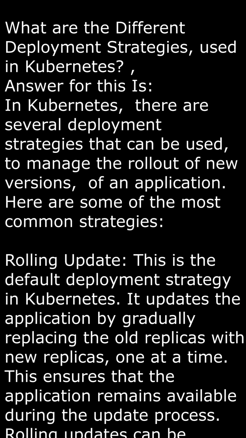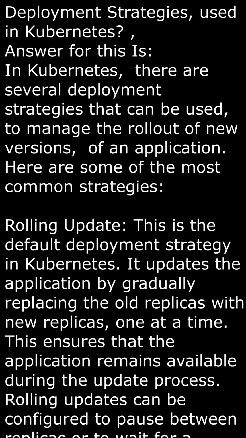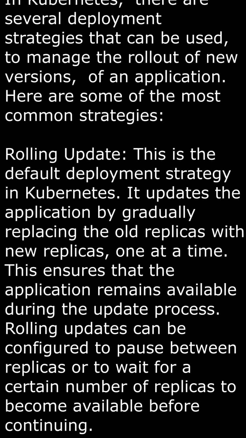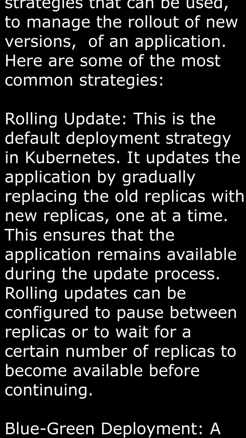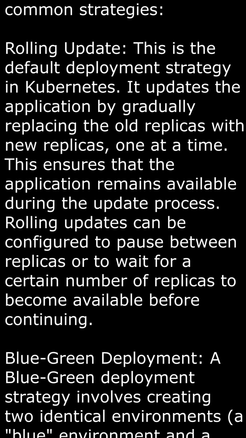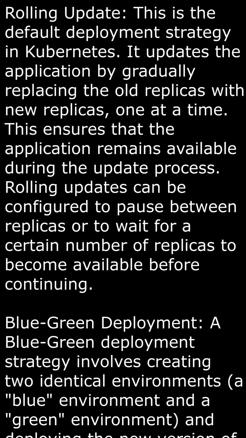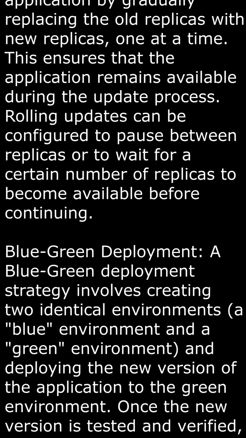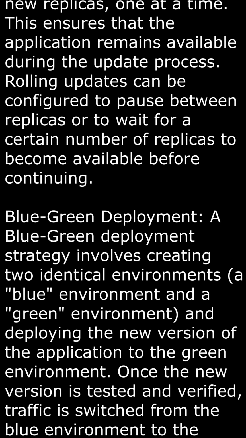Rolling update. This is the default deployment strategy in Kubernetes. It updates the application by gradually replacing the old replicas with new replicas, one at a time. This ensures that the application remains available during the update process. Rolling updates can be configured to pause between replicas or to wait for a certain number of replicas to become available before continuing.